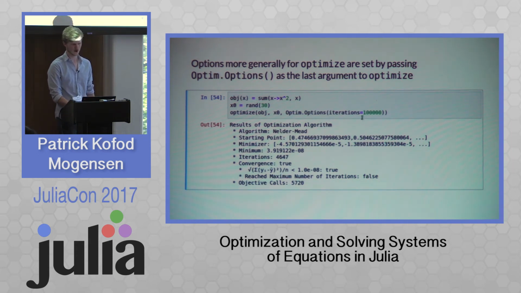So there are, as I told you, other options that you could provide. For example, g_tol is the gradient tolerance.